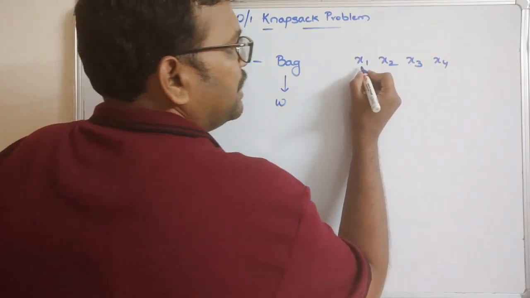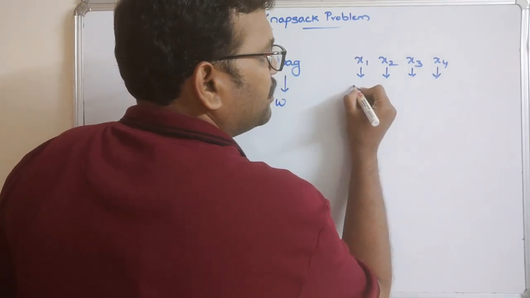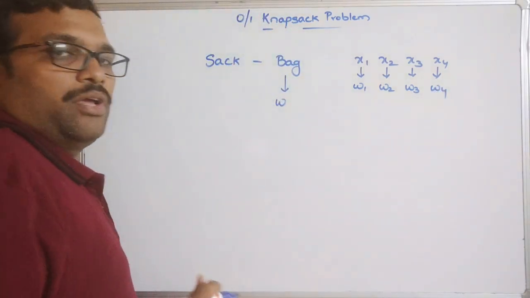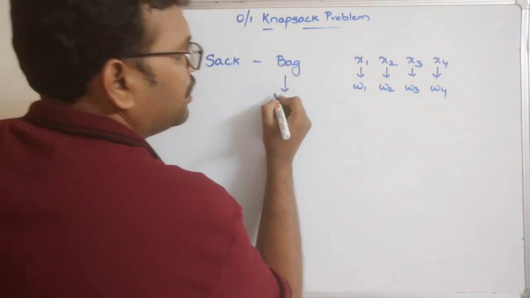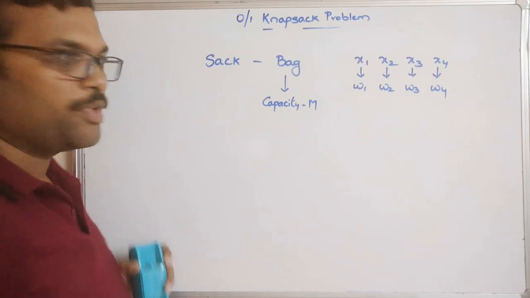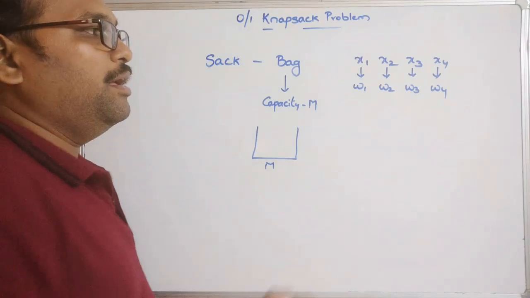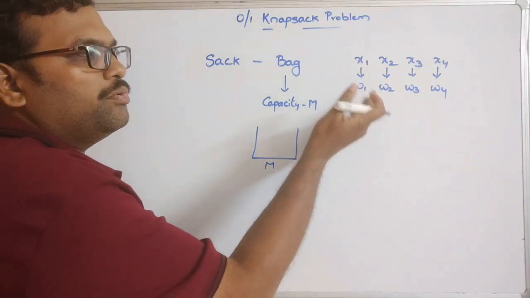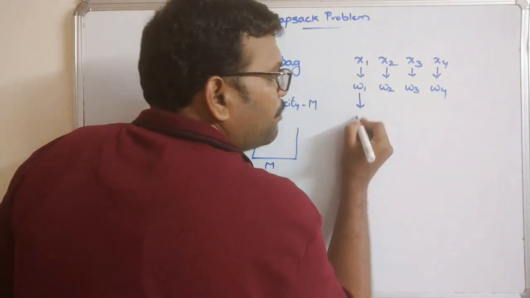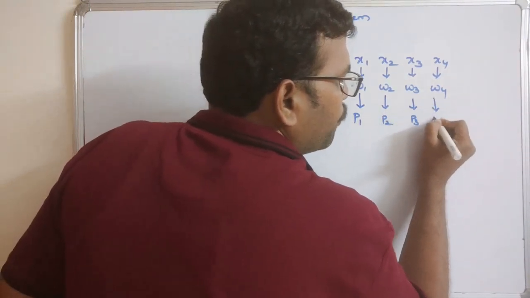Okay, so these are 4 objects, and each object has a different weight. So W1, W2, W3, W4. Okay, in order to avoid confusion, let us take the capacity of the bag. Capacity is represented as M. So there is one bag or one container with a capacity M, and in order to move these weights into the bag and carry them somewhere, it requires some profits. So P1, P2, P3, P4.